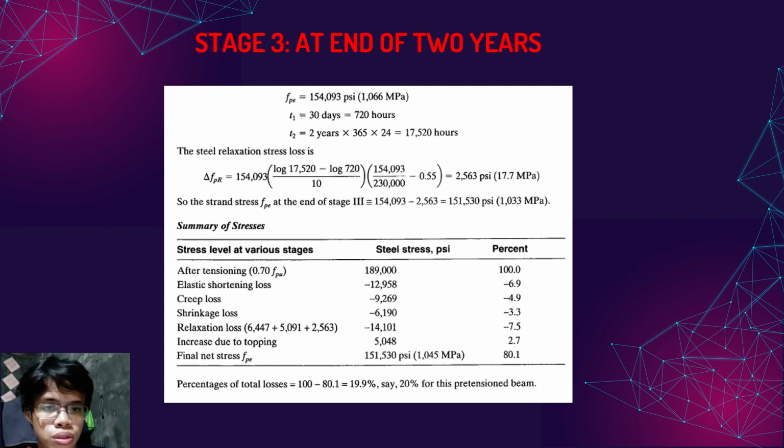Inputting those values to the steel stress relaxation loss equation, we have a steel relaxation loss of 2,563 psi. So the strand stress F sub P at the end of stage 3 is approximately equal to 154,093 minus 2,563, which will become 151,530 psi. So the table you see below is the summary of stresses for the pre-tension member. So we have the final net stress, or F sub PE, at 151,530 psi, and the percentage of loss is 19.9% or 20% for this pre-tension beam.